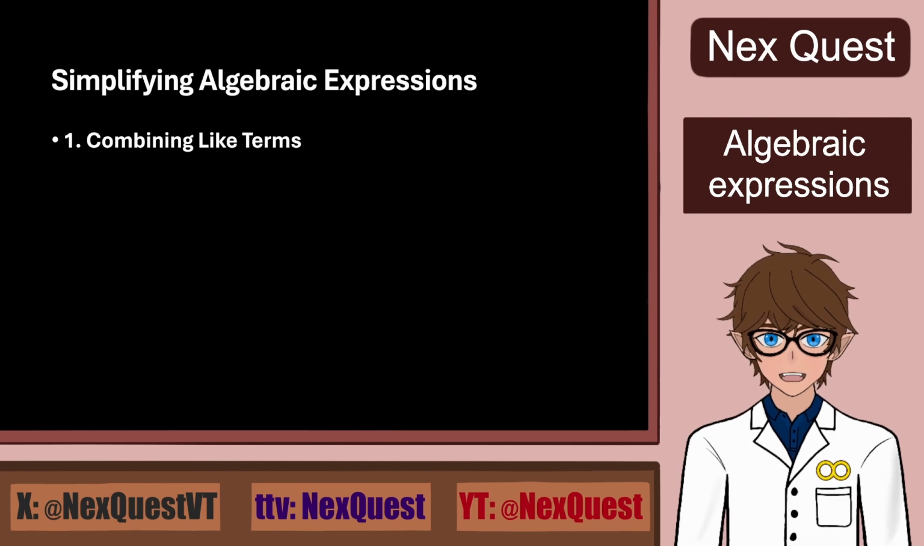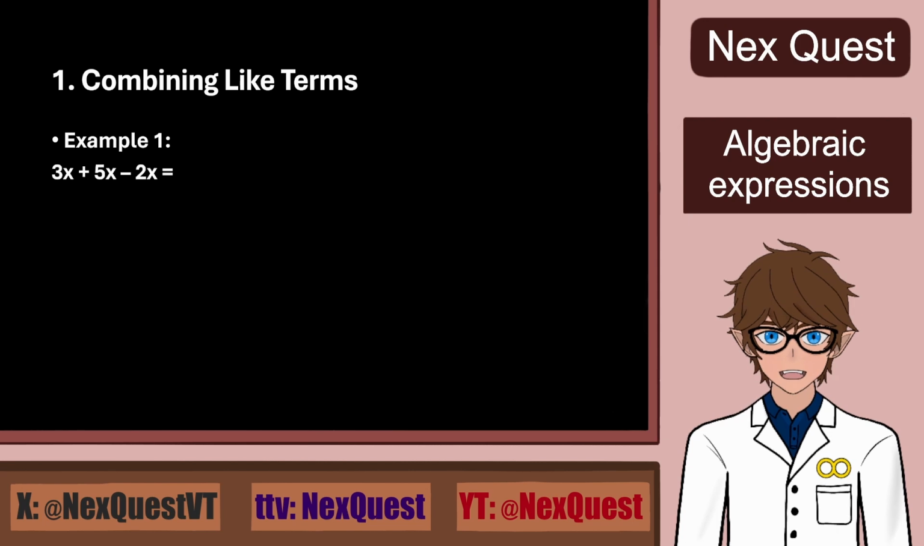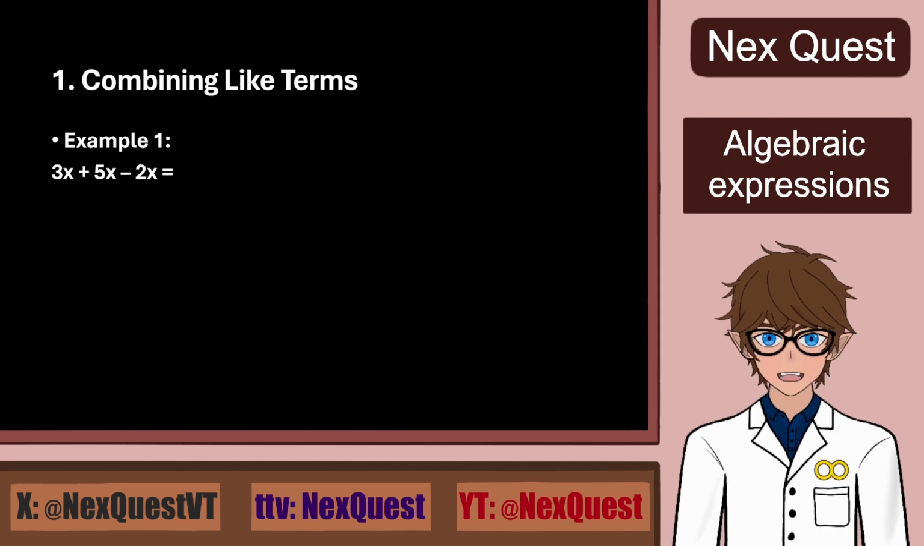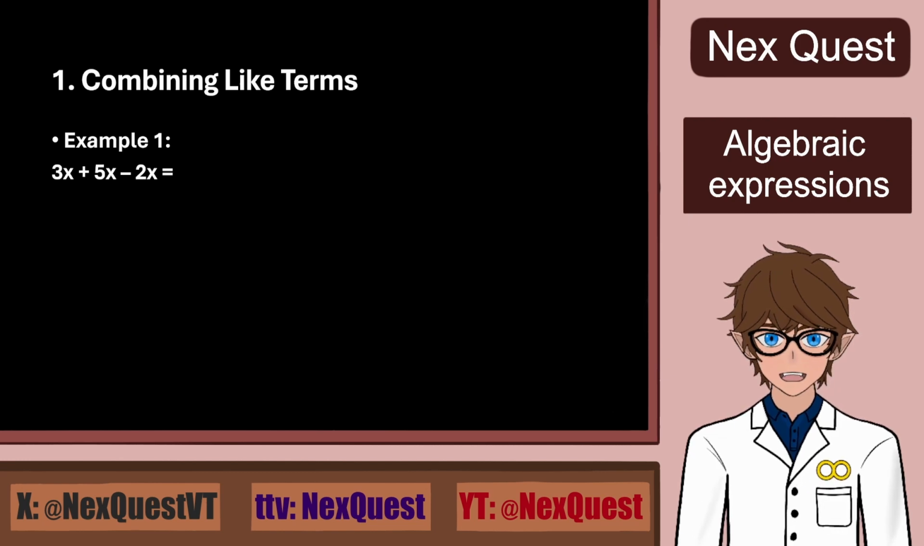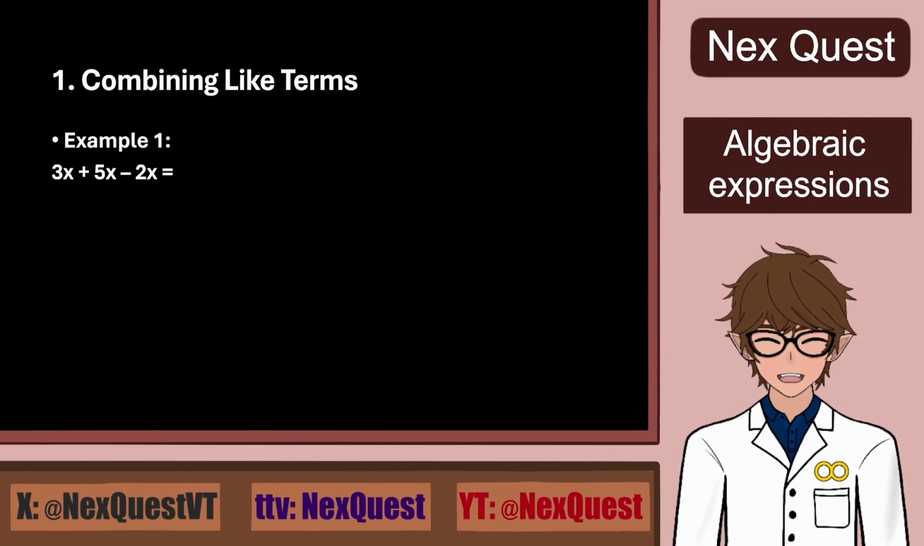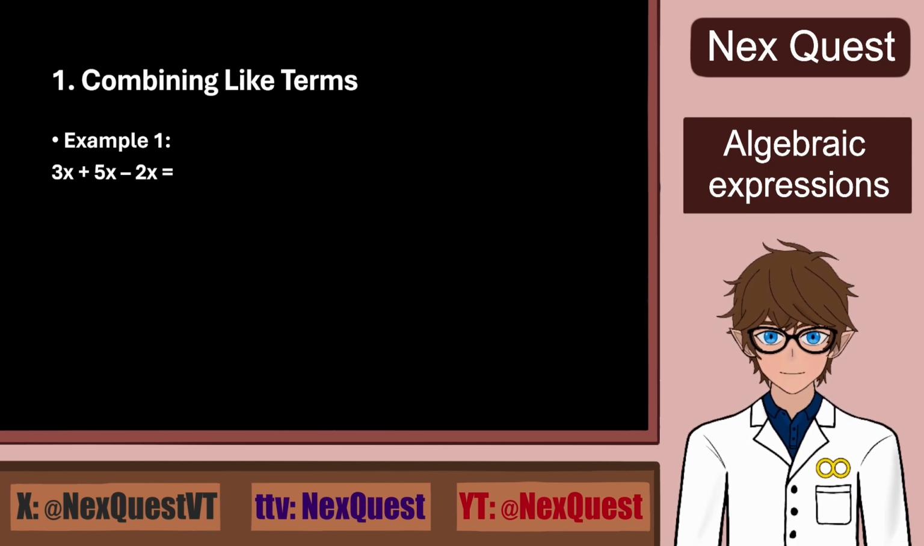So, simplifying algebraic expressions. First chapter, combining like terms. For instance, if we have an example like 3x plus 5x minus 2x, how do we start solving this? Well, we see that they all have one thing in common. That thing is x.